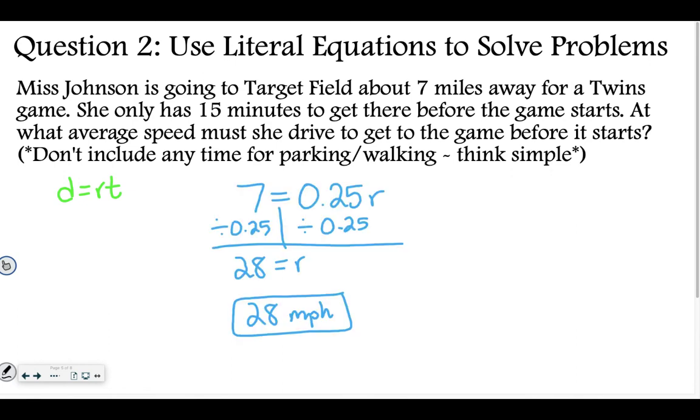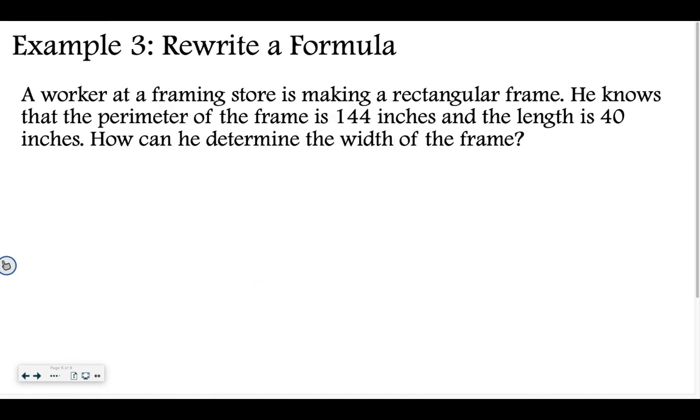All right, for this one, hopefully you figured out if it's 15 minutes, that's 1/4 of an hour. So you said 0.25 or the fraction 1/4. So 7 equals 1/4 R. Divide both sides by that 1/4 and you get 28 miles per hour.